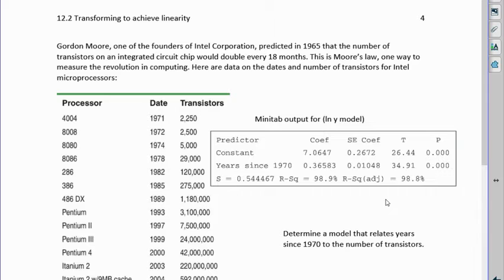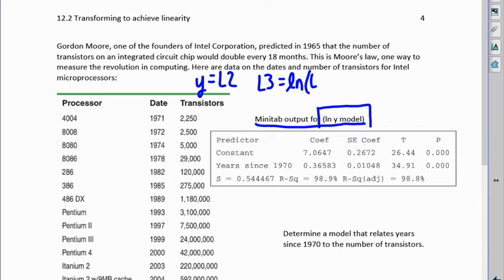So here is this data, and they're using Moore's law to predict the number of transistors that are going to be in an integrated circuit chip. We have some Minitab output right here for this model, and it says that this model involves the natural log model for y. So here's my y list, and let's say that's in my L2 on my calculator, which it actually is. They would have put in L3 the natural log of the L2 list, and that makes it the natural log of y.